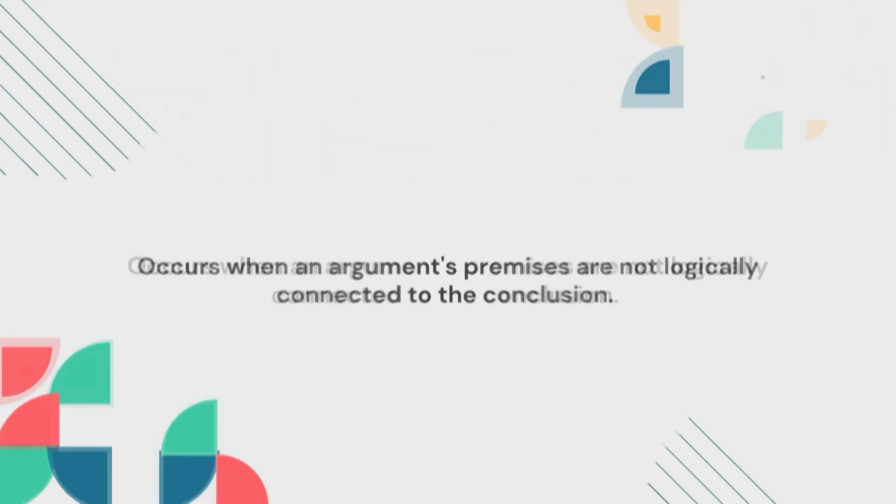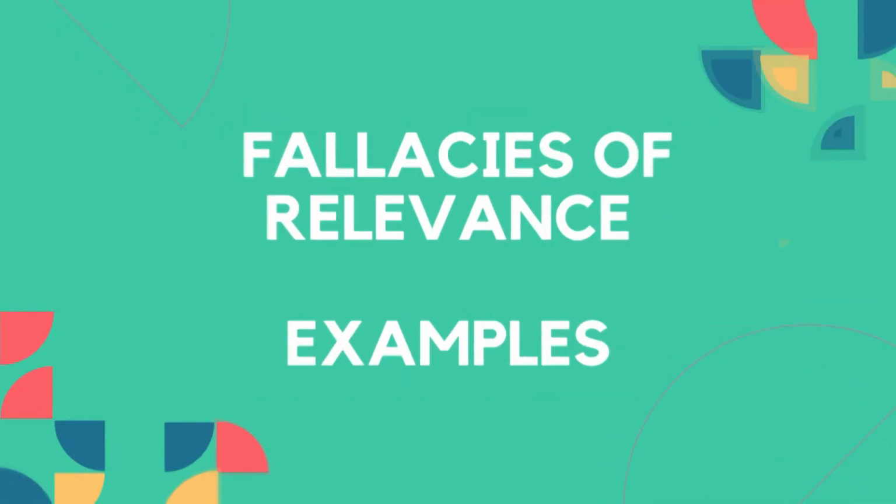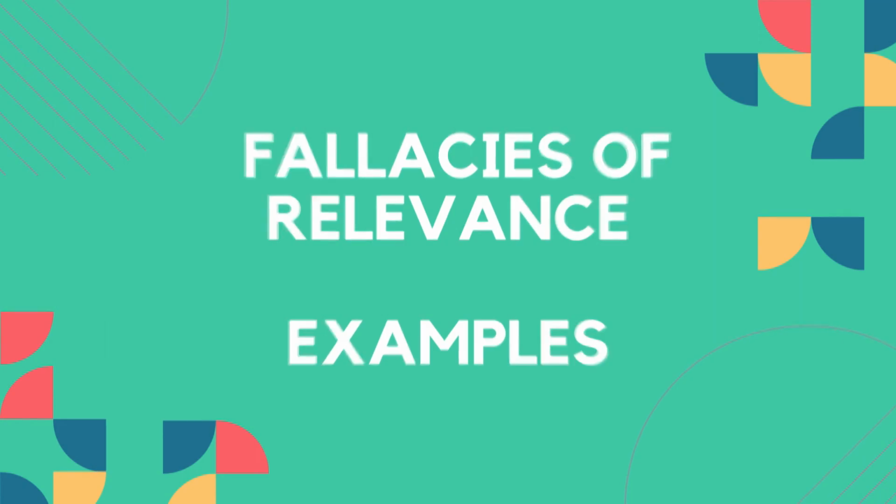Ad hominem. Appeal to emotion. Red herring: introducing an irrelevant topic to divert attention from the original issue. Appeal to popularity: arguing that something is true or right because it is popular. And straw man. Now we move on to fallacy of relevance examples.